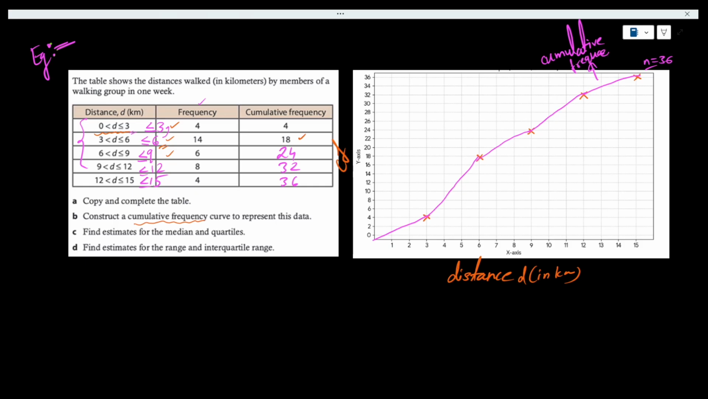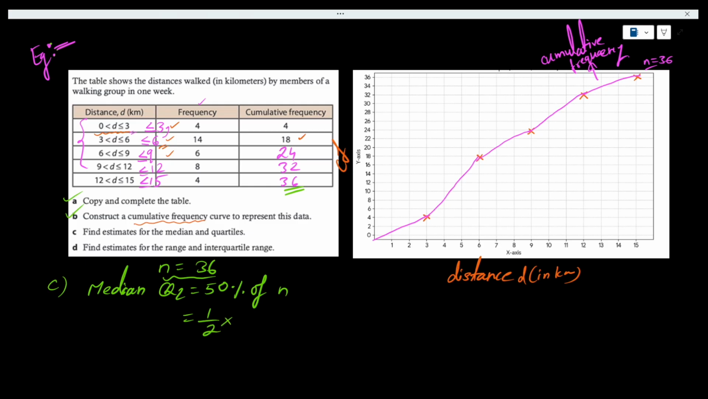Now how do we calculate here the median? Estimate the median and quartiles. Quartiles means upper and lower quartile. So first you will do the construction. A part is done, B part is also done. Now how do we do it here? First you know that the median is going to be Q2, which is the 50th percentile of N. What is your N here? Total number of people, which is 36. Your last value is always going to give you altogether how many observations there are.